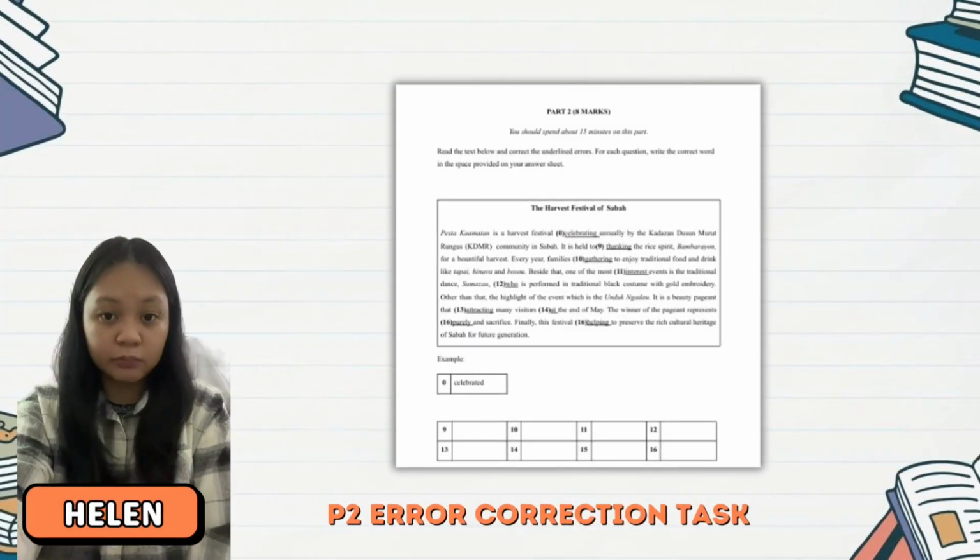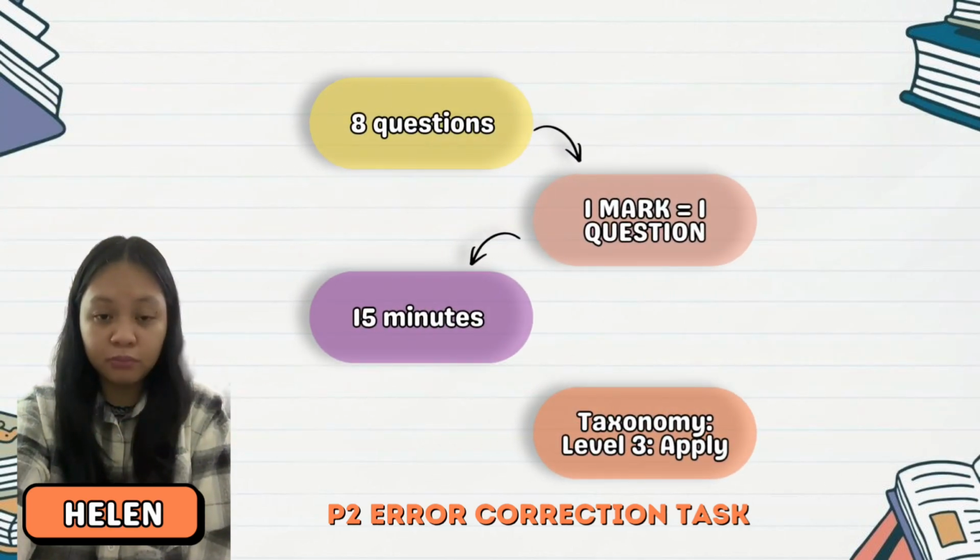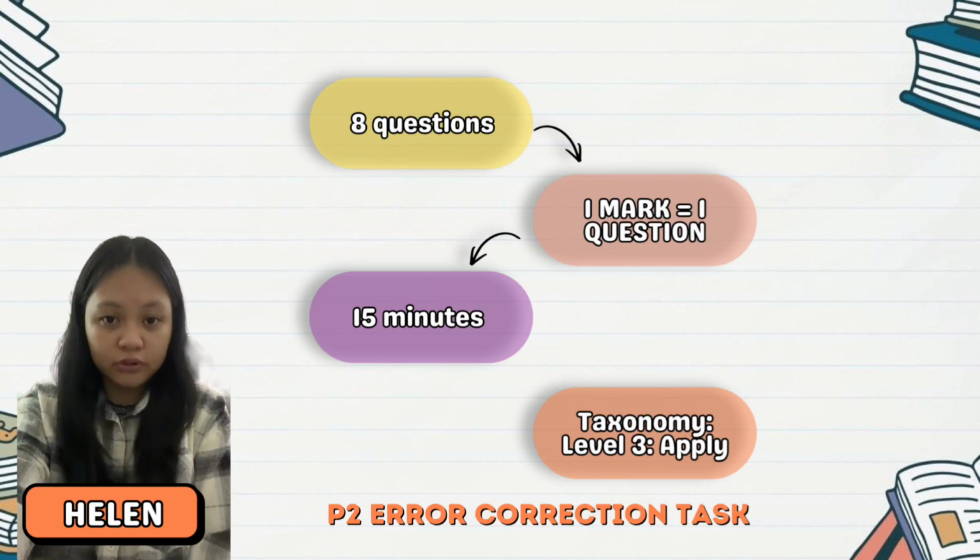Moving on to the next part. Part 2 is an error correction task. It consists of 8 questions with 1 mark allocated per question. The expected time is 15 minutes. In terms of Bloom's taxonomy, these fall under level 3, applying, as students must apply their knowledge of grammar and syntax rules to rectify errors in context.